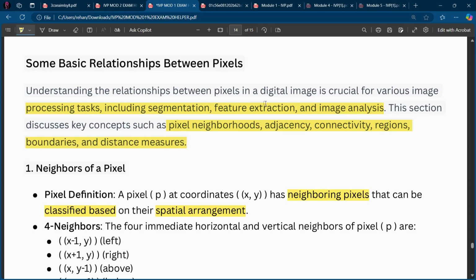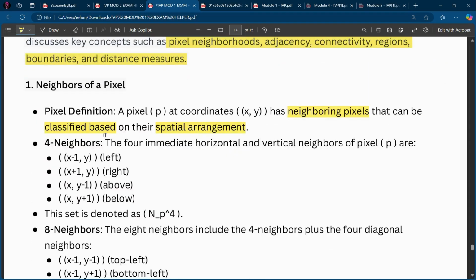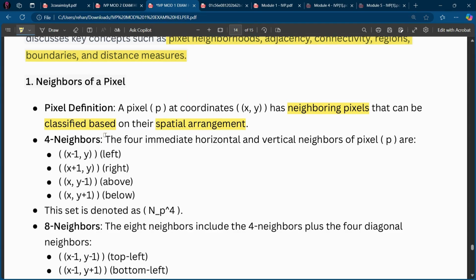It's basically the neighborhood of a pixel. Definition: a pixel P at coordinate x, y has neighboring pixels that can be classified based on their spatial arrangement. So each pixel at any coordinate x, y will have its neighboring pixels. Spatial arrangement is nothing but how all the pixels are arranged on the entire screen. There are two types of neighboring pixels: 4 neighbors and 8 neighbors.